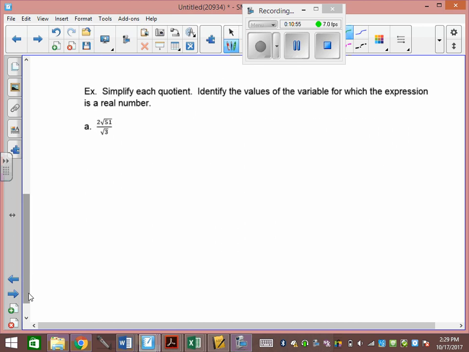Okay, so what happens if the denominator has only one term? So simplify each quotient. Identify the values of the variable for which the expansion is a real number. We don't have to worry about that for now. We'll deal with that on Monday, or Friday.